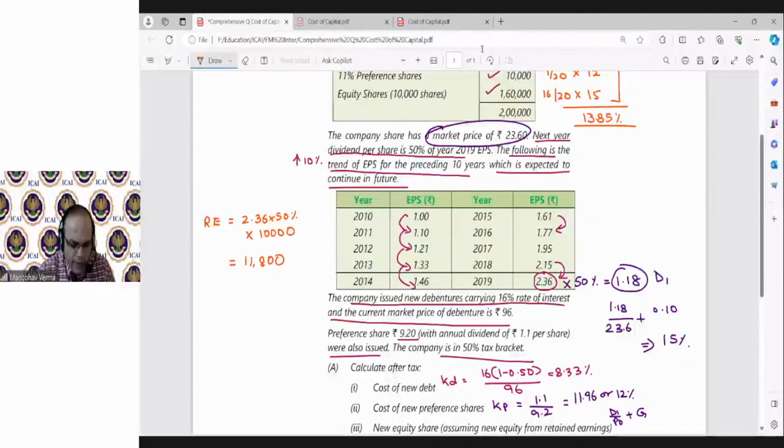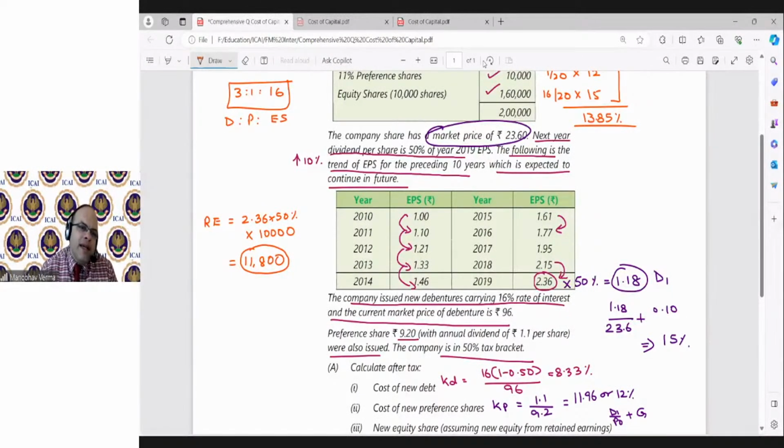So before I look for additional capital, or I need additional capital, initially, can I say that 11,800 is the retained earnings I need to use? I hope everyone was with me. And mind you, I am talking about the capital ratio or capital mix, which tells me 3 is to 1 is to 16, which is given to us as debt is to preference shares is to equity shares.